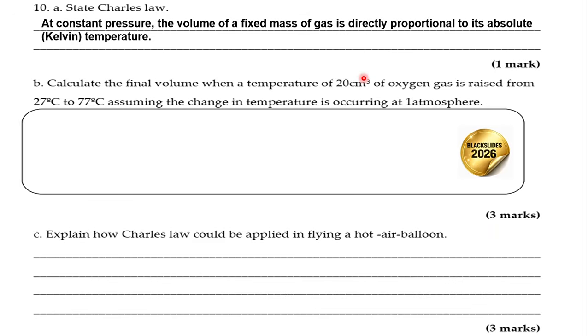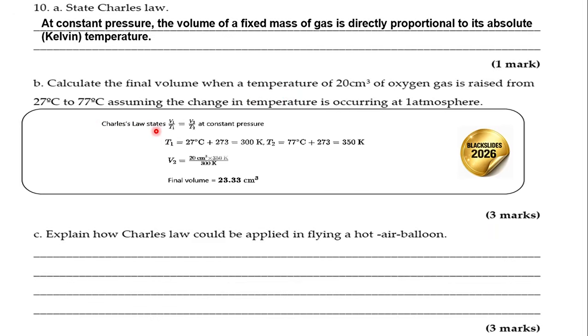Right. So the data we are given here is the volume of the gas. This must be the initial volume. We are also given the initial temperature and final temperature. So we are asked to find the final volume of the gas under these conditions.